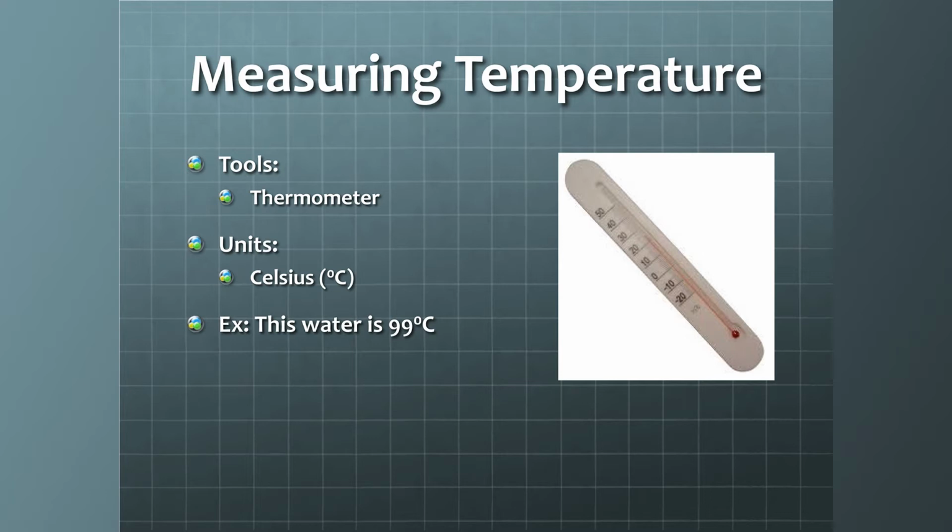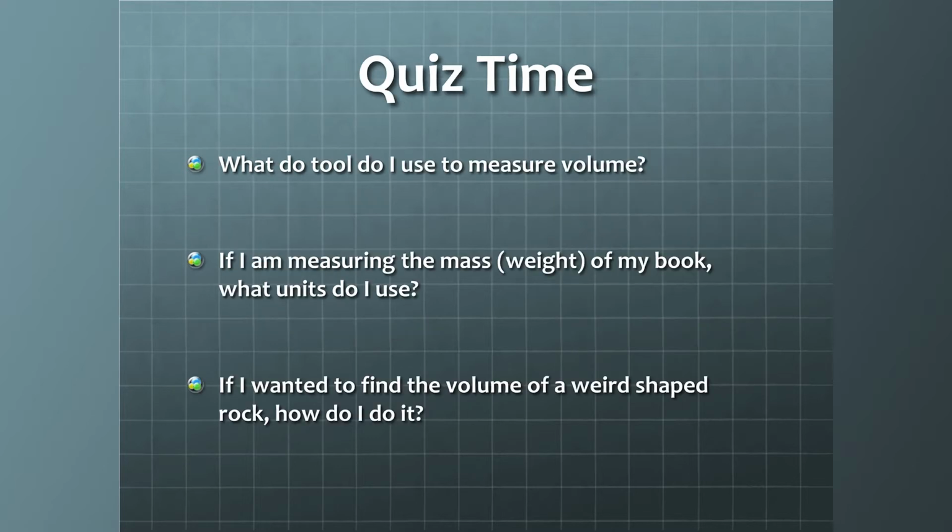So for these 4 methods of measuring, you need to use the correct tool as well as tell me the correct units to use. So let's try a little quiz. What tool do I use to measure volume? If I'm measuring the mass or the weight of my book, what units do I use? If I wanted to find the volume of a weird-shaped rock, how do I do it?